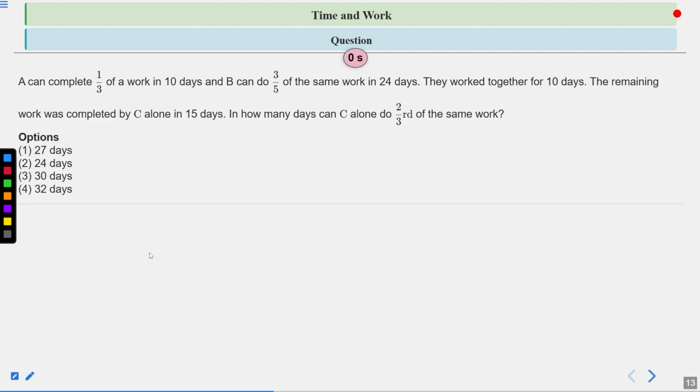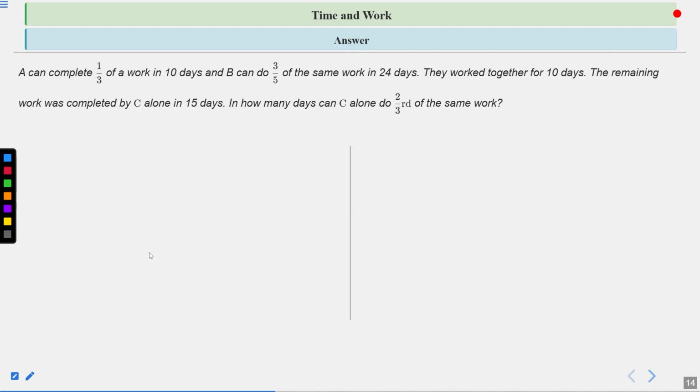Now time's up. Let's see the solution of this question. The question says that A can complete one third of the work in 10 days. It means A can complete the whole work in 30 days. In the same way, B can complete 3/5 of the same work in 24 days. It means B can complete the whole work in 40 days.